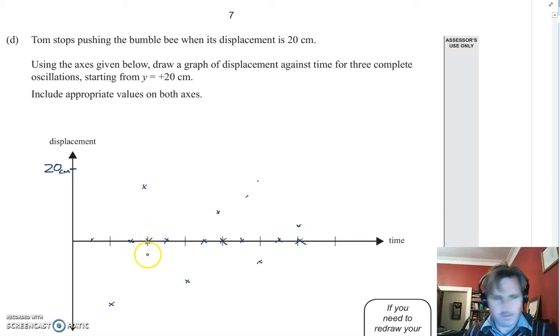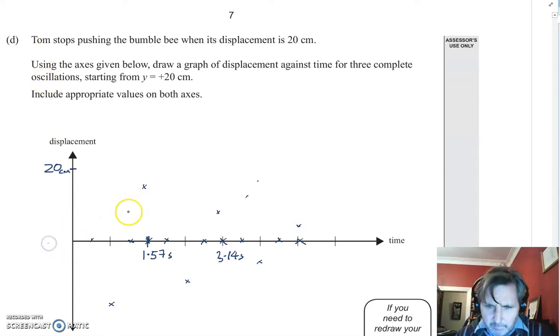Okay, so the other thing I need to do is, this is 1 complete oscillation here, so I need to put the time period in here. The time period was 1.57 seconds here, right? Or I could call that T, and the time period here must be double that, 3.14 seconds. So let's just sketch the graph in here. Okay, here we go. This is going to be tricky for me with this pen.